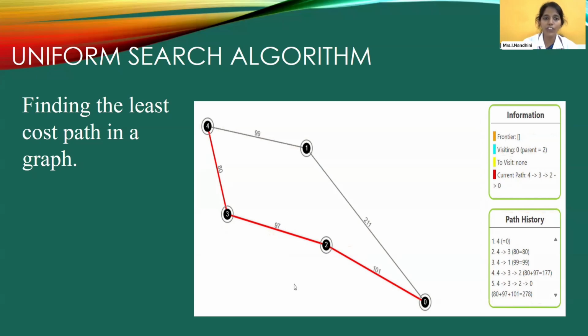So this is called the uniform cost search algorithm. So the total path cost of this diagram is 278, which is the least cost path for the entire traversal.